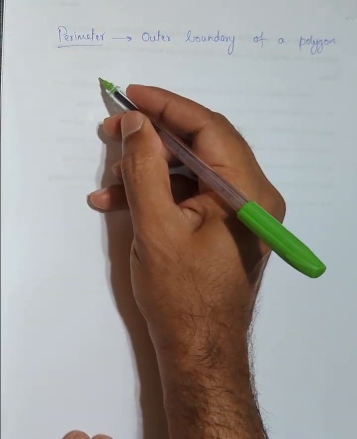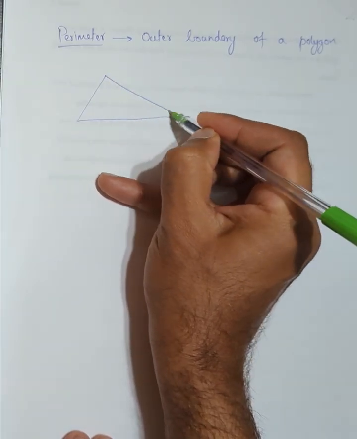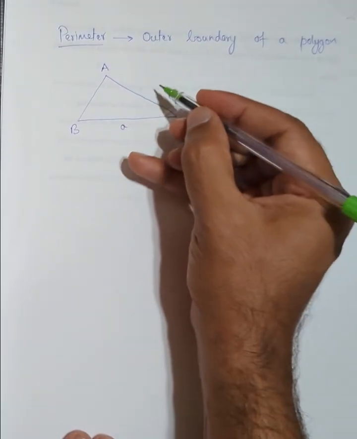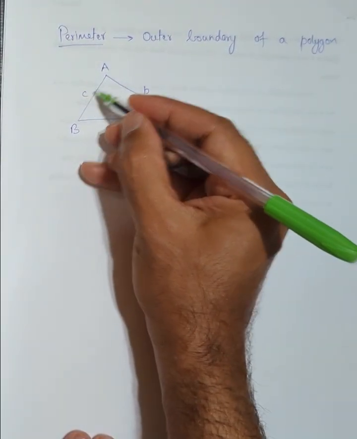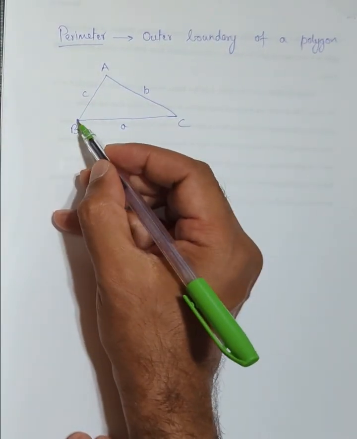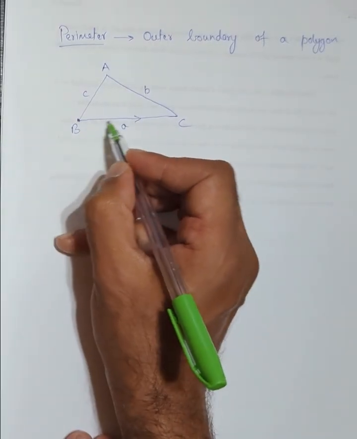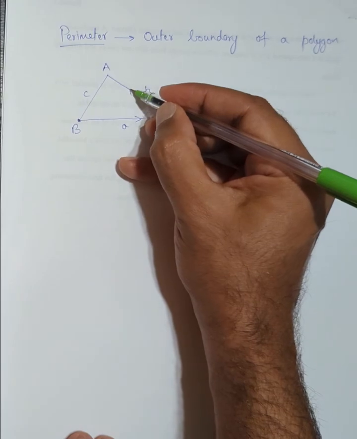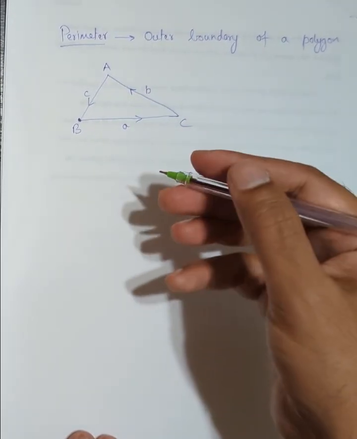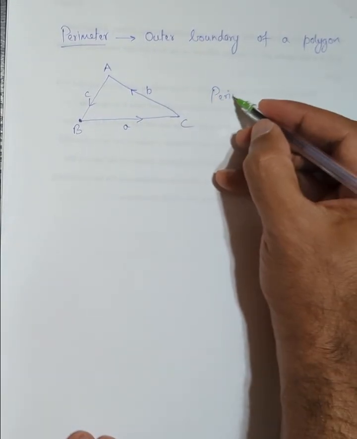So for a triangle, what would that be? If you have a triangle ABC and you're using lowercase a, b, and c to denote the side lengths, then outer boundary just means if you start walking at some vertex, walk along the triangle, so go to BC first, then go to CA, and then go to AB, and you end up here. Then the amount of distance you traveled is going to be a plus b plus c.